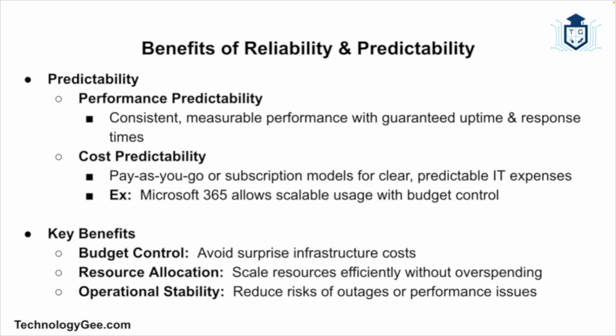Then there's cost predictability. The cloud operates on a pay as you go or subscription based model, and organizations can predict and budget IT expenses with greater accuracy. Microsoft 365 subscriptions, for example, allow businesses to scale their usage while keeping costs predictable. Some of the key benefits here include budget control, so you can avoid unexpected infrastructure costs. You have resource allocation. You can adjust resources without overspending. And then we have operational stability, so you can minimize the risk of unplanned outages or performance issues.